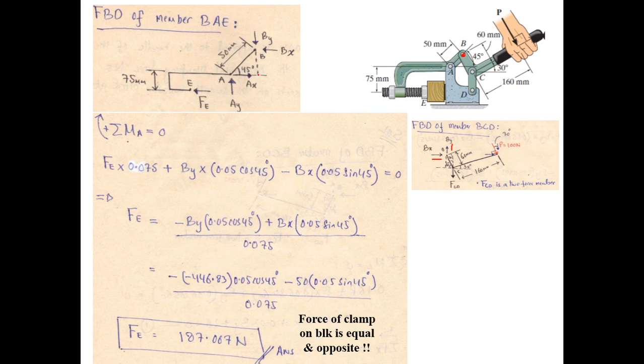And Bx has a moment arm 50 sine of 45, and this is anti-clockwise, so it has a minus sign appearing here. Bx 50 sine of 45 equals 0, and from this moment equation we can directly calculate the value of Fe, because Bx and By are already known to us. And please remember that since Bx and By both came out to be negative in the previous slide, we have to use that negative sign here with their values. So when I inserted the value of By, I used a negative sign. When I inserted the value of Bx, I used the negative sign, right? And therefore I got the value of Fe to be 187.067 Newton. And you see that the force of the clamp on the block is equal to this force and opposite in direction.